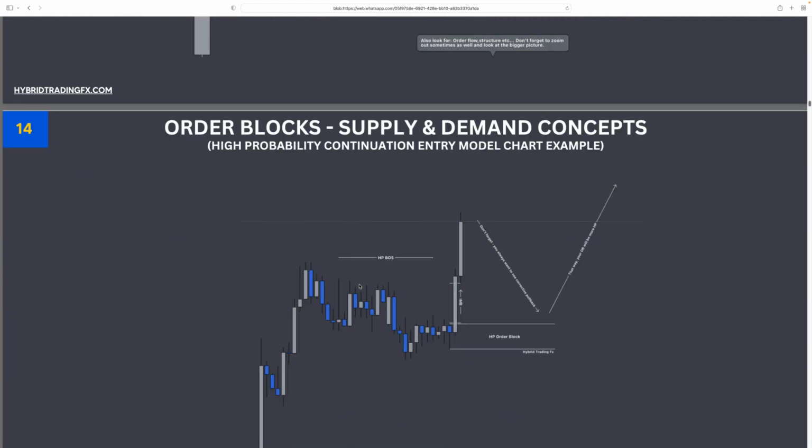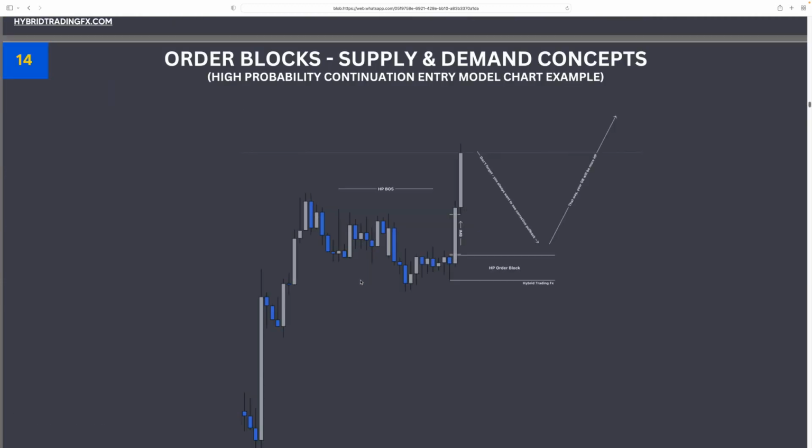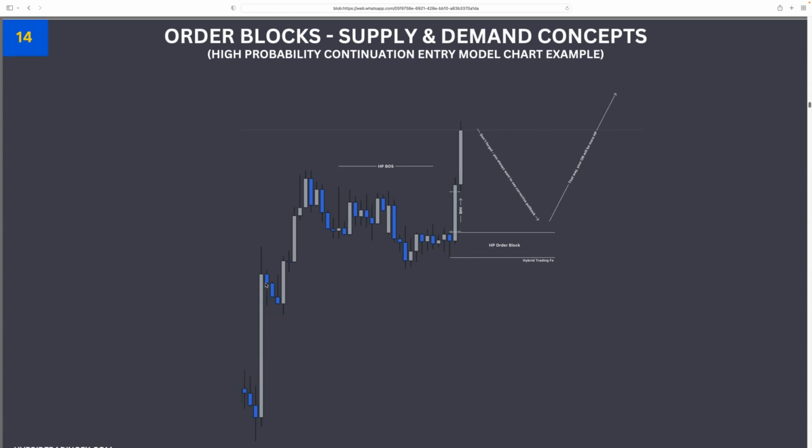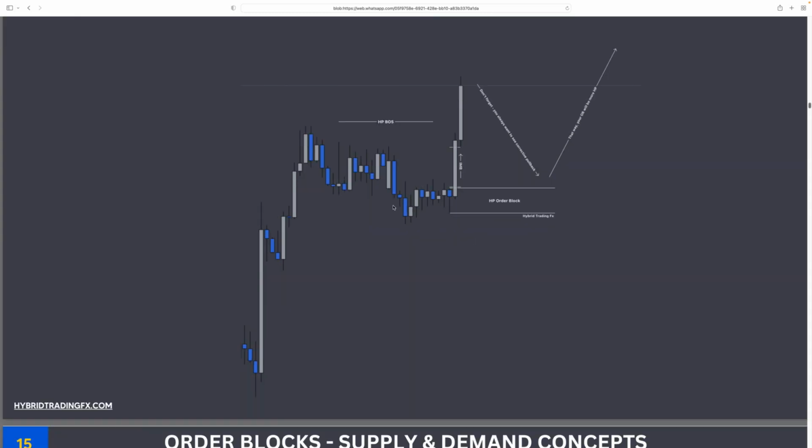Okay, so again, this is another example, guys, of a high probability continuation entry model. So you have impulse, correction. Okay, this is really important, and again another impulse. Really beautiful example. Again, guys, you're seeing everything, and then you have momentum, you have correction, you have imbalance as well here. So this is exactly my point, what I was talking about.